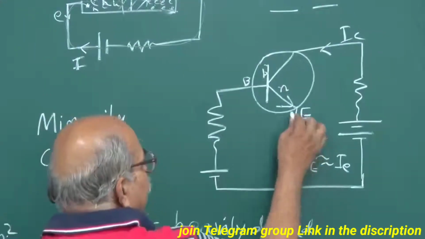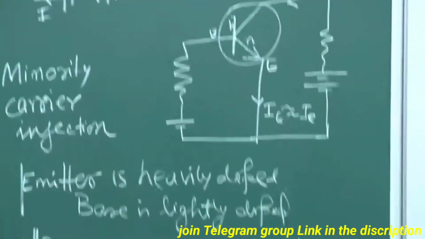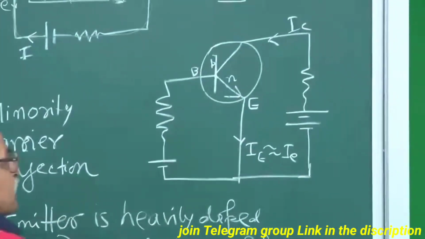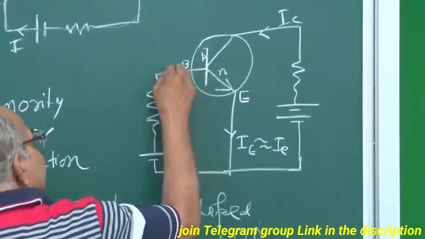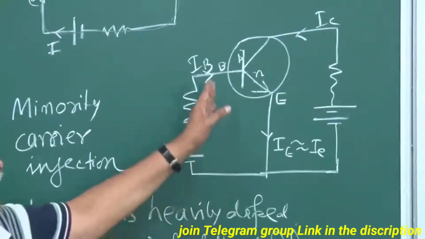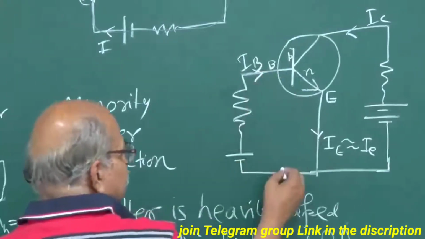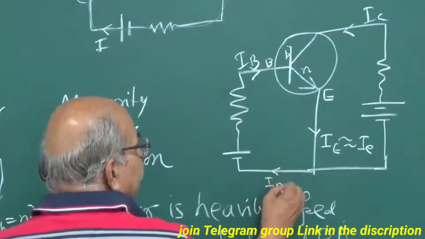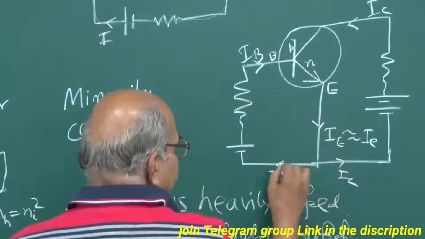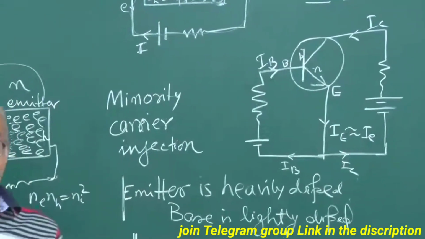And the electrons are going this way, some of them recombine, and corresponding to that you have a small current in the base; the electrons are going this way, so the current is this way. The same picture, IB and then IC, and this IB will be like that, and this IC will be like that, and IE will be equal to IB plus IC. So this is the mechanism.